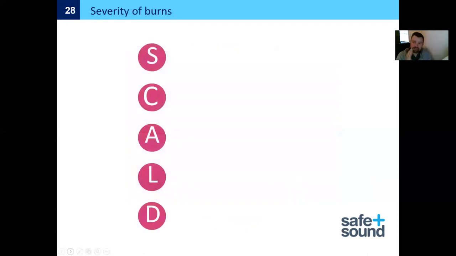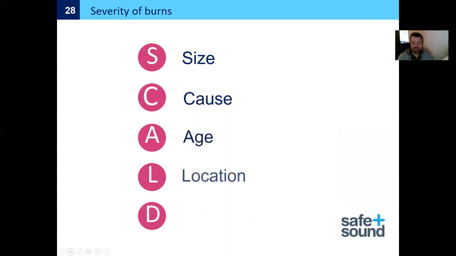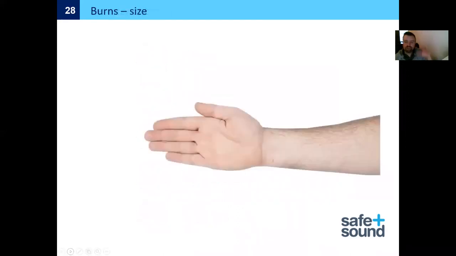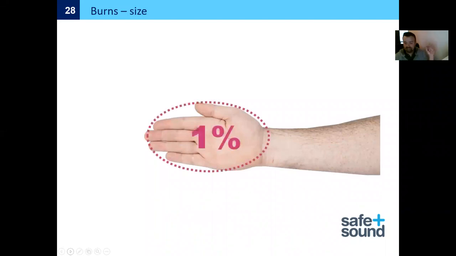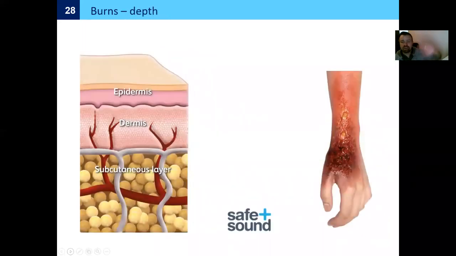So burns, moving on to burns. We've got the severity of a burn, and here it's got scald. So here we've got the size of the burn, the cause of the burn, the age of the person, the location of the burn, and the depth of a burn. Okay. So size. So we have what's called the rule of 9. The hand's known as 1%, and then the arm is known as 9%. So if we're burning over a certain percentage, and again, I'll explain this shortly, you'll know when to get treatment.